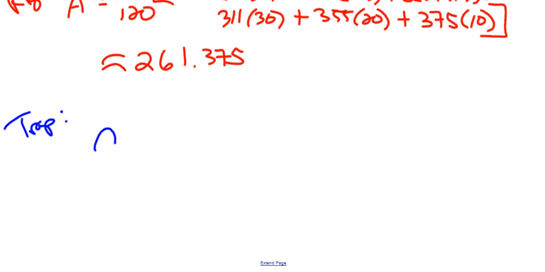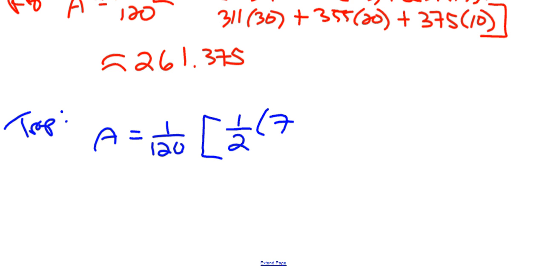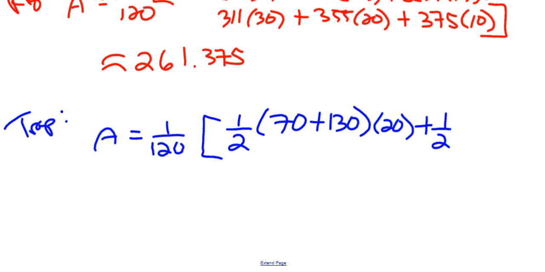So my area should be 1 over 120 times, and I'm going to go ahead and say 1/2 times that first one, but I've got to average now my left and right, or left and right midpoint. So now we're bringing in that midpoint rule along with the trapezoidal rule. So here's my first 2 heights, and I'm going to multiply it by that first delta t sub 1. Then I have 1/2 times the 130 plus 200, the next set of 2 heights, and that's going to multiply by my delta t sub 2.